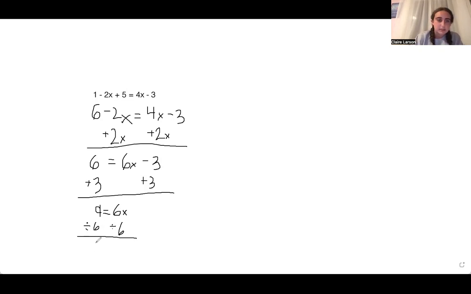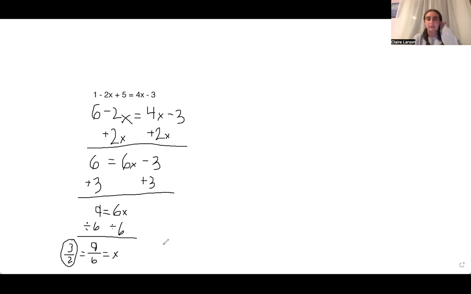So this is 9 over 6 equals x. And 9 over 6 simplifies to 3 over 2 because we can divide both of these by 3. So 9 divided by 3 is 3, and 6 divided by 3 is 2. So this is our answer, 3 over 2.